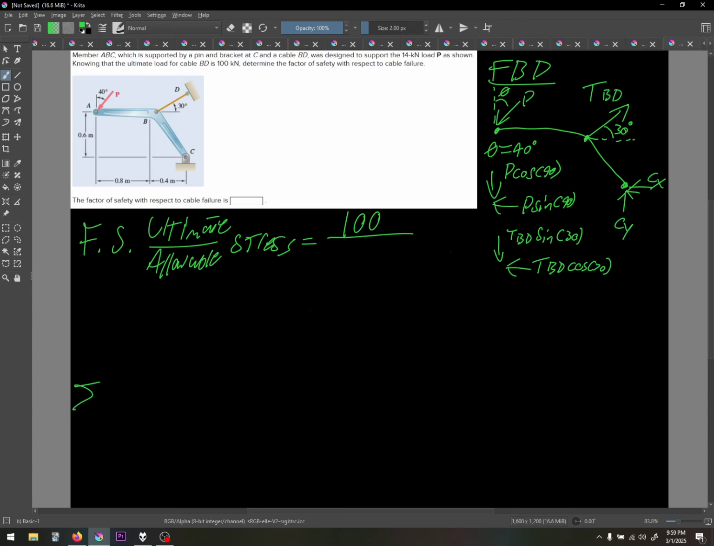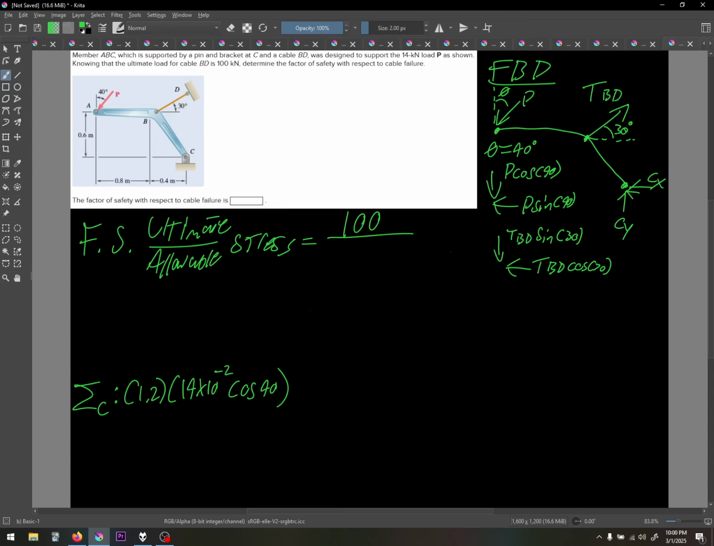So the moments about point C are going to be horizontal. So P coming down here. What's the distance from here downward to here? That's going to be 0.8 plus 0.4, which is 1.2. So that's our R, 1.2 cross our F, which is P cosine of 40. We know that P is 14 kilonewtons, so it's 14 times 10 to the negative 2 cosine 40.